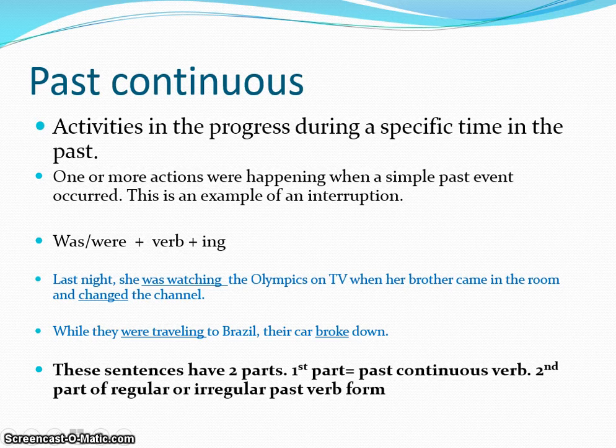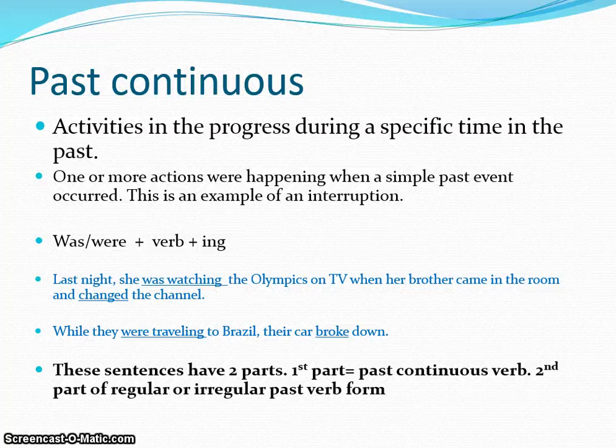Let's look at past continuous. These are activities that were in progress during a specific time in the past. But these types of sentences show that one or more actions were happening when a simple past event occurred. This means that we're showing an interruption happened. So the formula is was or were plus verb plus ing. So I might say, last night she was watching the Olympics on TV when her brother came in the room and changed the channel.